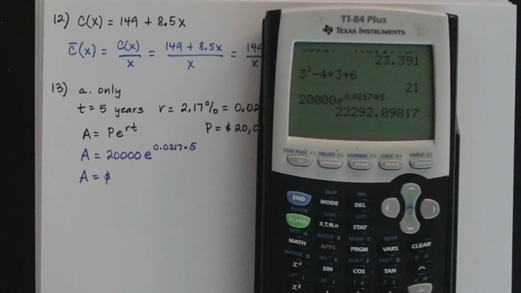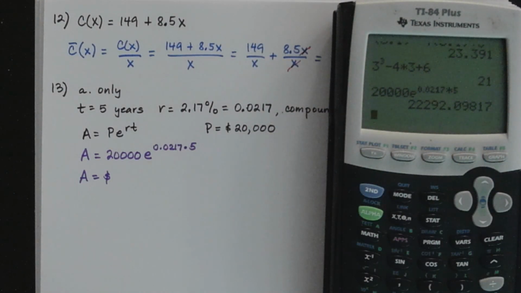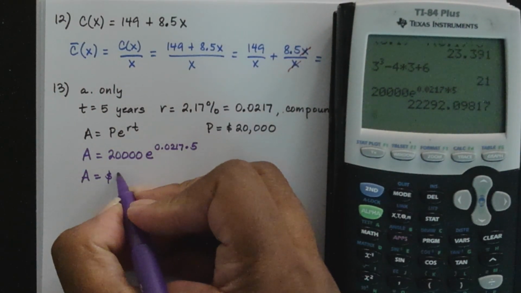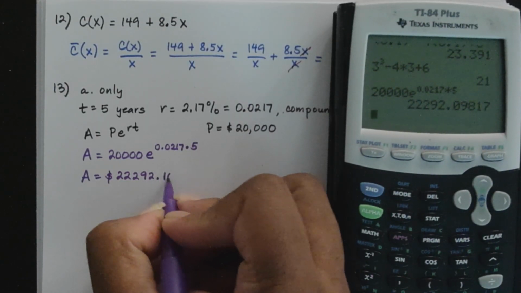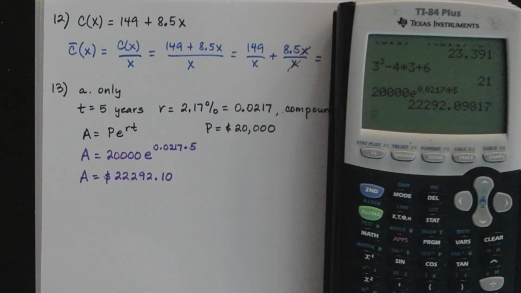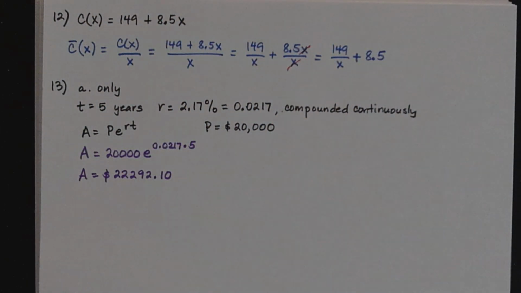And to the nearest cent, or to 2 decimal places, what would this amount be? $22,292.10. Right, $22,292.10. That represents how much the CD would be worth after 5 years if $20,000 was invested. Okay. Questions on problem number 13?